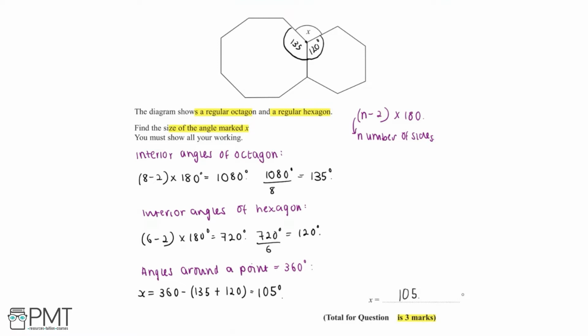Now the first mark is for finding the interior angles of the octagon and the hexagon. The second mark is for a process to find x by using the fact that angles around a point add up to 360 degrees. And the third and final mark is for getting the final correct answer that x is equal to 105 degrees, allowing us to get full marks in this question.